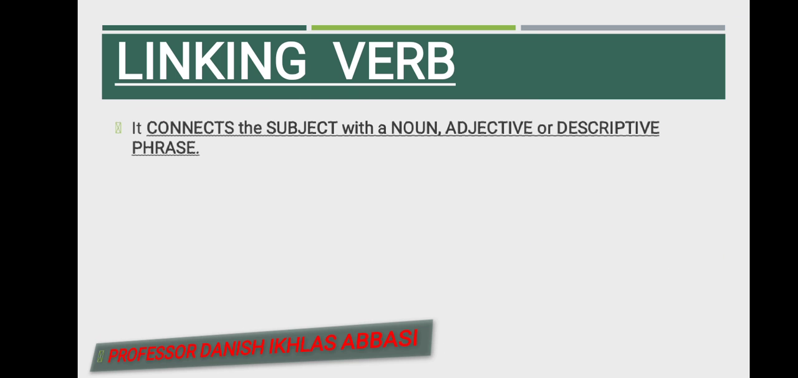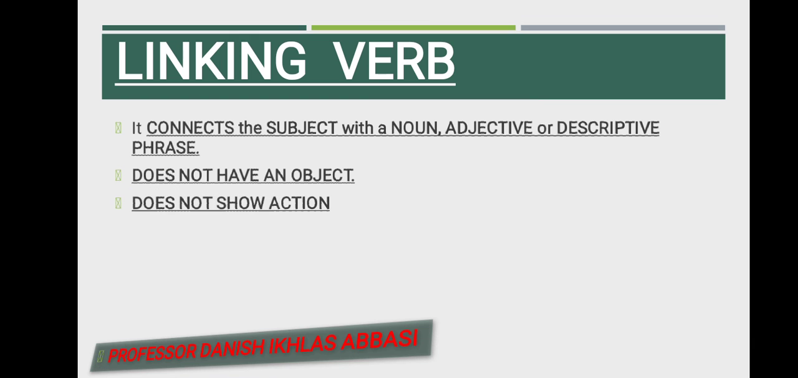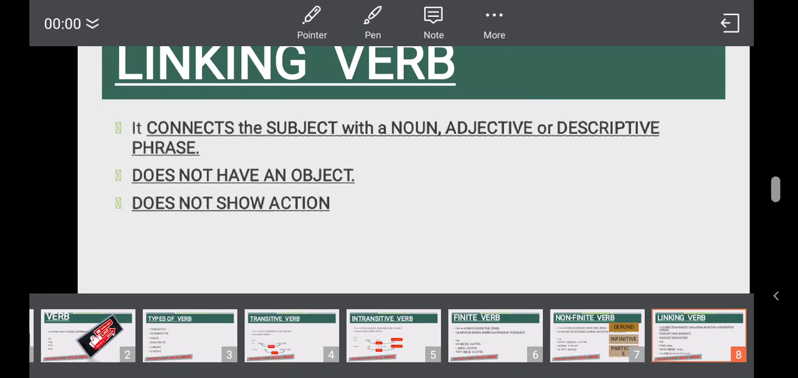After non-finite verb comes linking verb. A linking verb is one that connects the subject with a noun, an adjective, or a descriptive phrase, and it does not have an object. Remember, in a sentence where there is a linking verb, there will be no object in the sentence. And the third thing is that it does not show any action. Linking verb does not show any action. It is static.